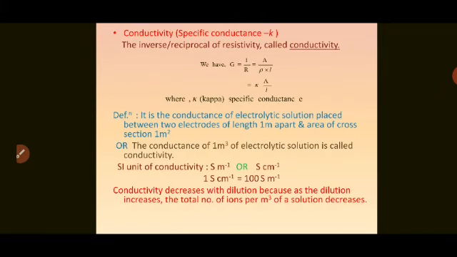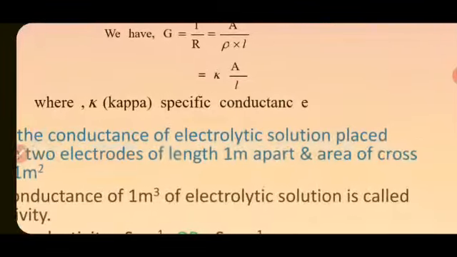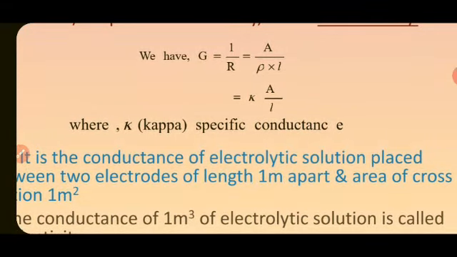Now what is conductivity then? It is also called specific conductance, and it is given by small k. The inverse or reciprocal of resistivity is called conductivity. Just like conductance and resistance, resistivity and conductivity are opposite terms. So what is the equation then? G is equal to 1 by R. Therefore, R is nothing but rho into L by A. So 1 upon R is nothing but what?